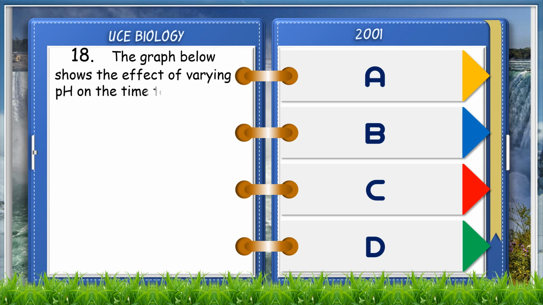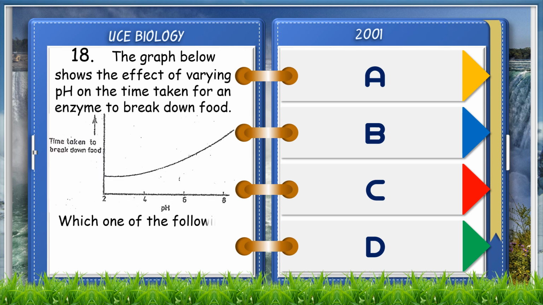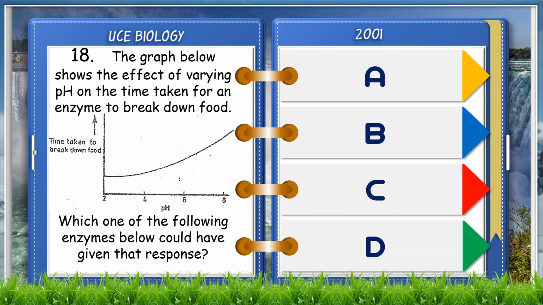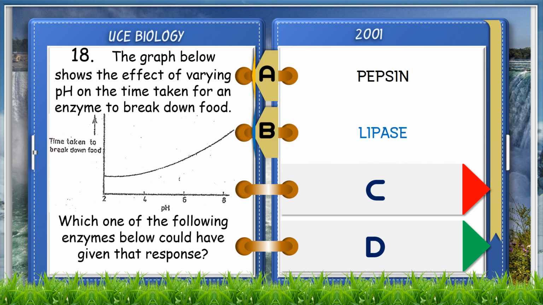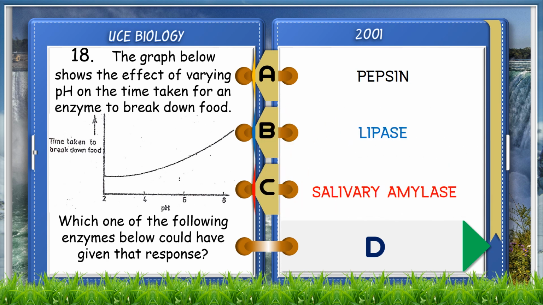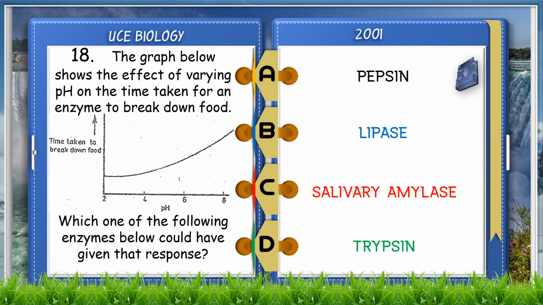The graph below shows the effect of varying pH on the time taken for an enzyme to break down food. Which one of the following enzymes could have given that response? A. Pepsin. B. Lipase. C. Salivary amylase. D. Trypsin. The answer is A. Pepsin.